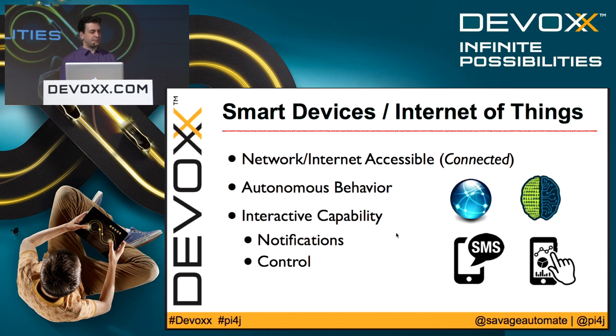More than likely, it's going to have some kind of autonomous behavior associated with it too, so in the absence of human interaction, it's going to provide some functionality for us. And lastly, it should provide some kind of interactive capability. Maybe it's going to notify us, tweet us, or send us an SMS for some alert condition, or maybe we want to use a mobile app on our phone to control some device. So if we break it down to the very high level, I think this is what represents a smart device.